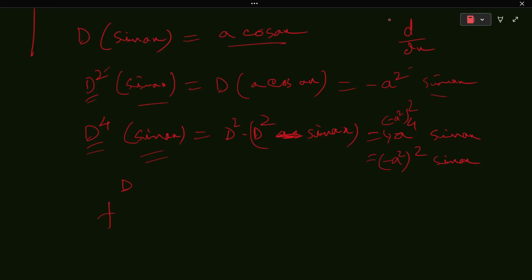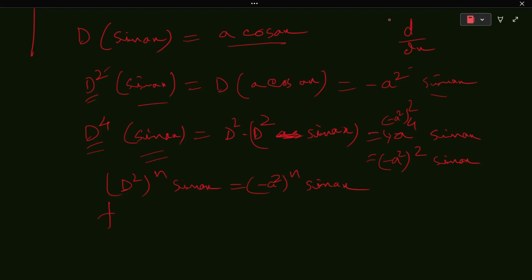But if we differentiate it again, I want to say that d square whole to the power n on sin x is equal to what? Minus a square whole to the power n sin x. Here it is not 2n. If we had n equal to 2, we may write it as 2 and 2.